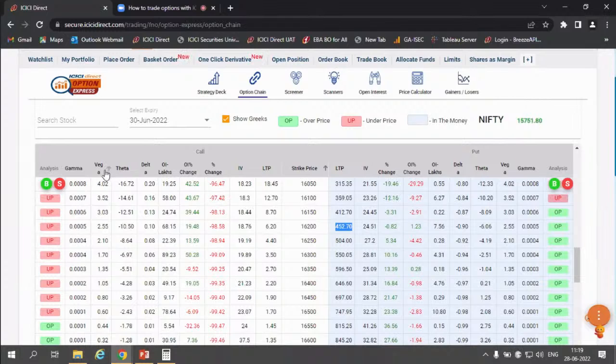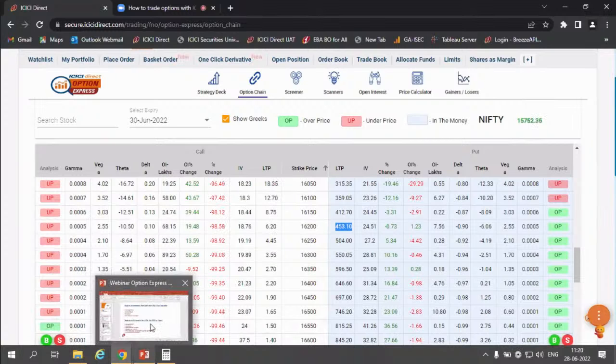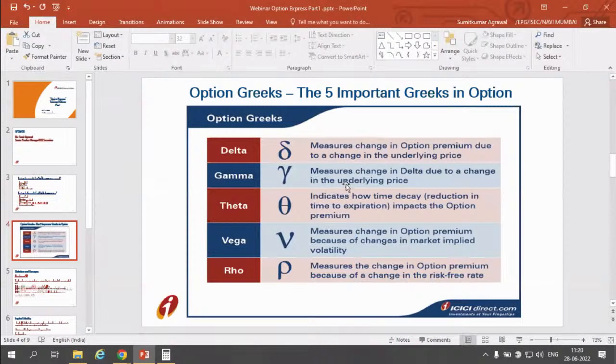The Greeks we have available here are delta, theta, vega, and gamma. So let me touch base on what exactly all these Greeks mean. Let me go on to the slide, and I'll give you a brief explanation of what each Greek means. Delta is the measure of change in option premium due to change in the underlying price. So if the price of the underlying changes by 1 rupee, accordingly the option's premium will change.